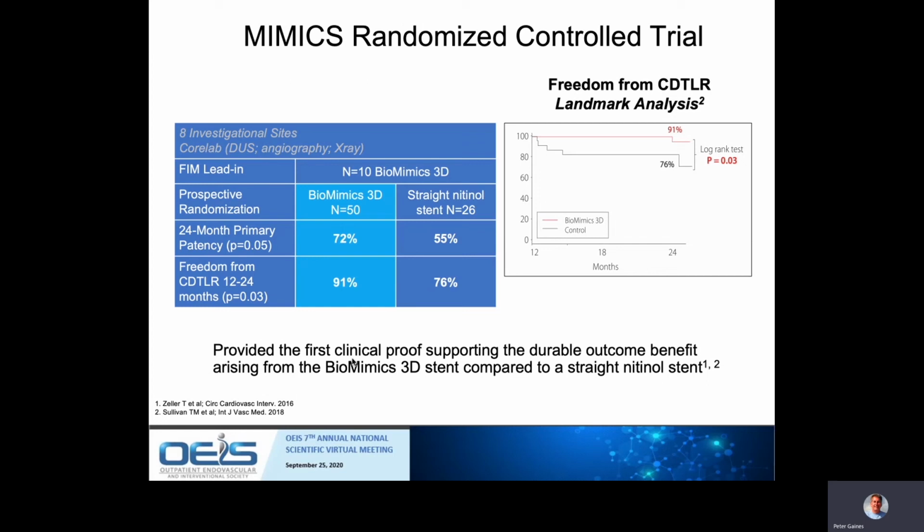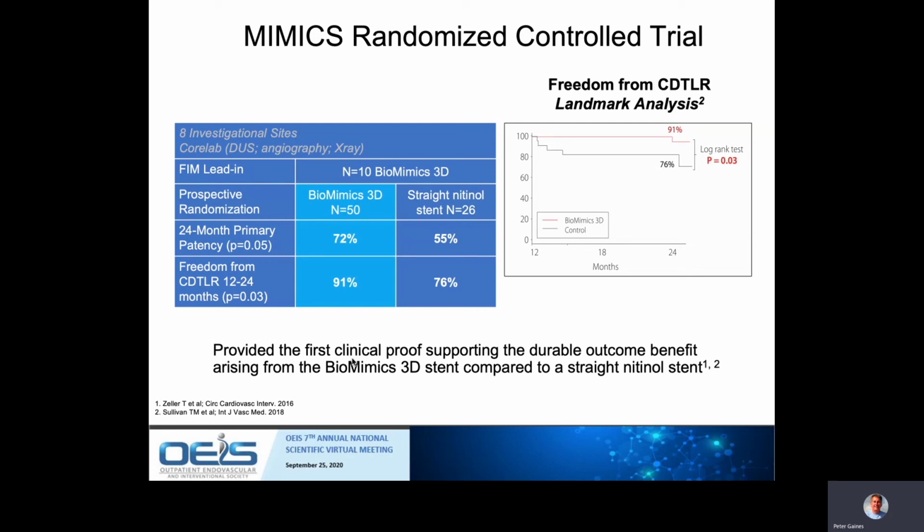The trial had an independent core lab that adjudicated ultrasound, angiography, and plain X-rays. At 24 months, there was a clear benefit in primary patency in favor of those patients receiving the BioMIMCS 3D stent. 72% were patent compared to 55% who received the straight stent.